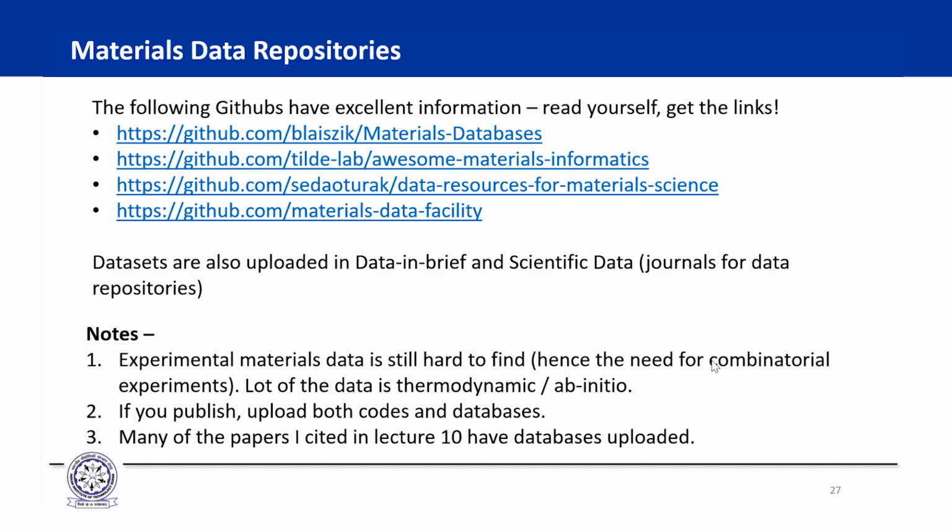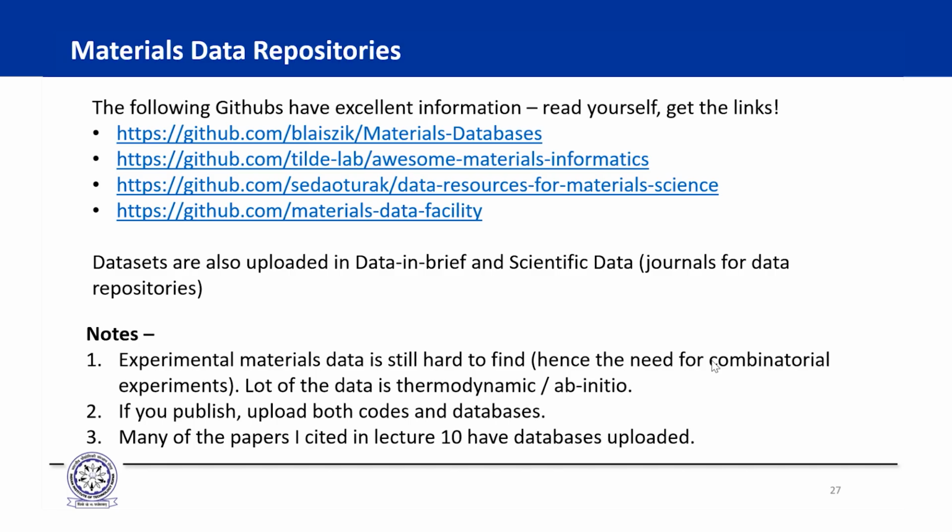Now, in addition to whatever online repositories you have got, the traditional sources of data would be different materials journals. And nowadays, you also have different serial titles like Data in Brief and Scientific Data, which are intended only for uploading different types of data. So this is another set of resources that you can search in order to find the type of data that you really need. Now, a few things I want to point out: sometimes experimental materials data is still going to be very difficult to find.